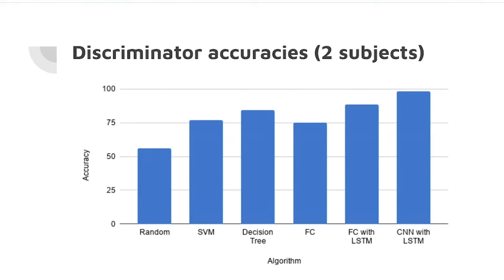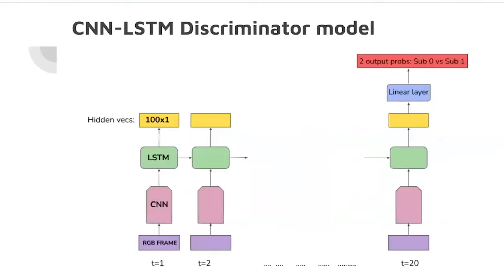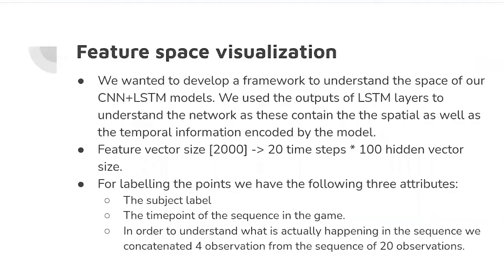As expected, images contain more information than just actions, and hence the CNN LSTM network was able to perform the best. Shown here is the CNN LSTM model that was used to discriminate between the subjects given their gameplay as inputs. It's similar to the architecture for imitation learning, but instead of predicting actions at each time step, as in the case of imitation, here at the end of 20 time steps the network outputs which subject it came from.